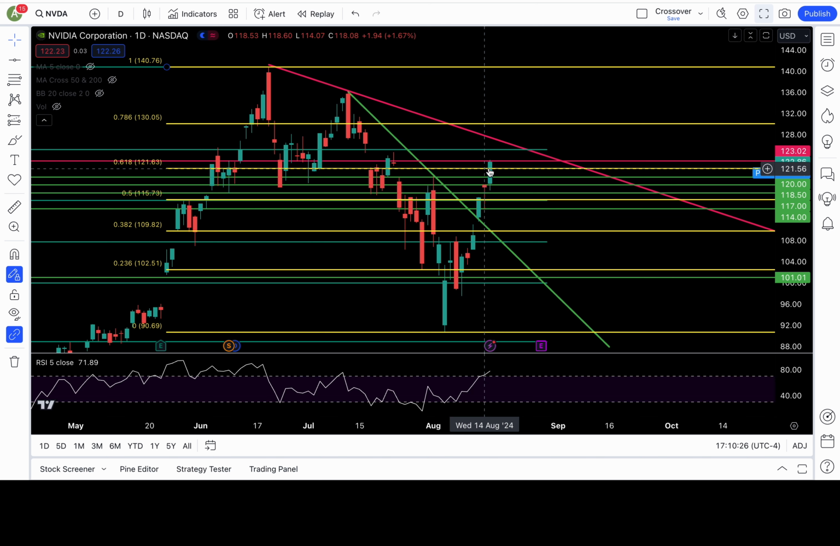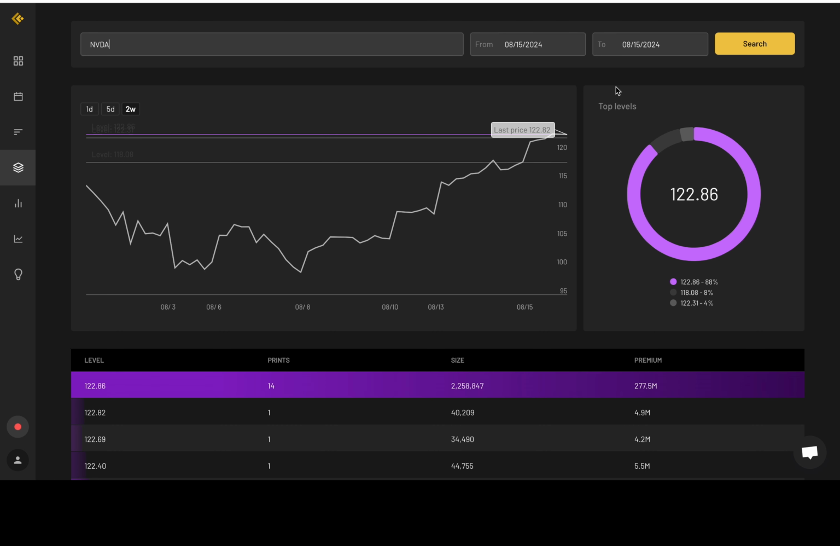NVDA, 122.86. Yeah, I got a 121.6. And I do have a level at 123. Yeah. So that doesn't quite align with mine. But hey, pretty close.